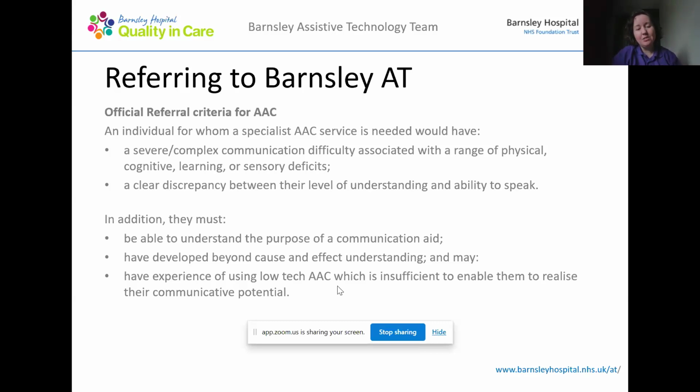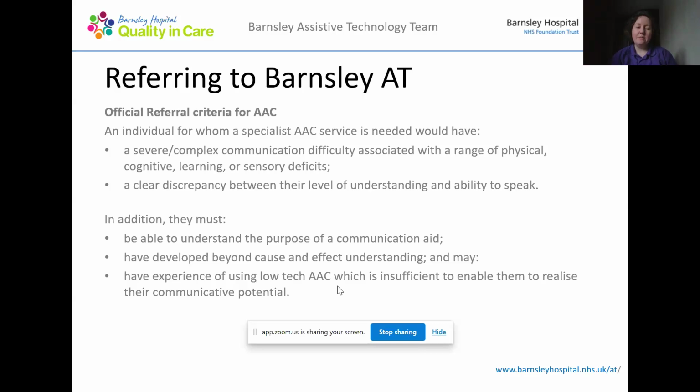And in addition, they must be able to understand the purpose of a communication aid. They must be able to understand what it's for. Sometimes that can be quite tricky with people with aphasia, because I do find that sometimes they can see the communication aid as a therapy app. So that's probably something to try and support them with when you're looking at referral, try and help them understand the difference. But if you think there's potential for them, with support, to understand that difference, that's fine too.